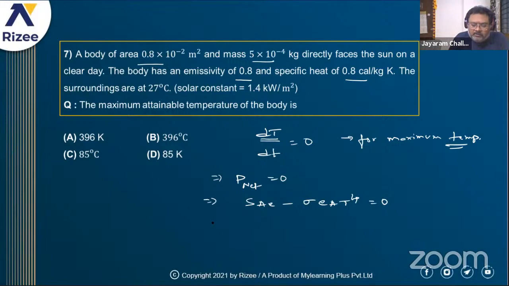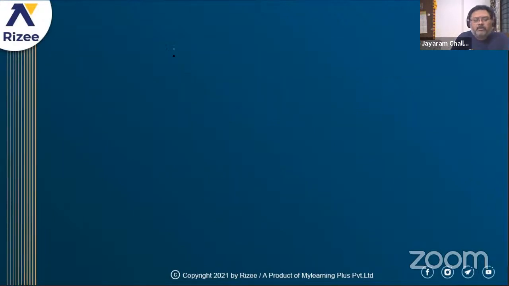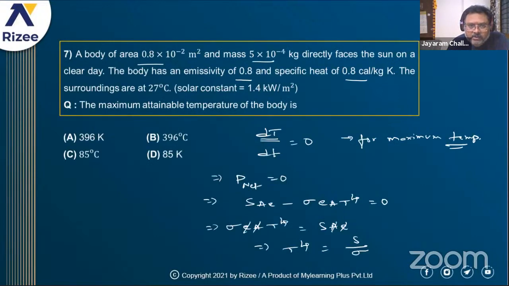So now, if you take common, in this case he is asking what that particular T value is going to be. So from this, sigma E A T power 4 is equal to the solar constant into area into emissivity. So from this one, T power 4 can be written as S by sigma. So you can write the temperature as the solar constant by Stefan's constant, to the power of 1 by 4.